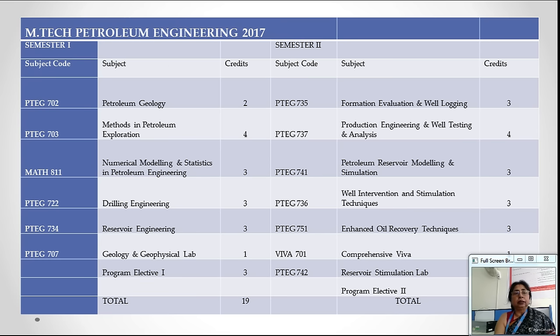So these are the subjects which you will be learning in all the semesters of the petroleum engineering program. In the first semester, you have petroleum geology, methods in petroleum exploration, numerical modeling and statistics in petroleum engineering, drilling engineering, reservoir engineering, and then you have the lab. And then you have the elective. I'll be talking to you about the electives. In all the semesters you have to take one elective, which has a credit of 3.